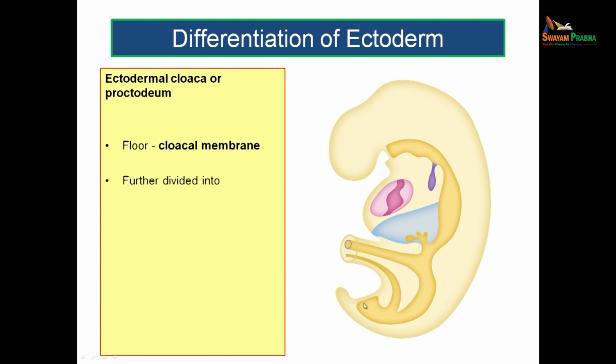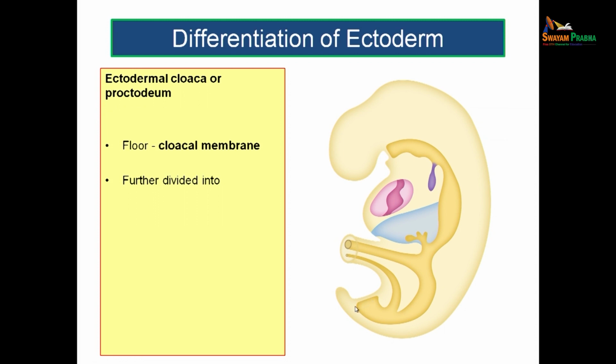This is known as the floor of the proctodeum, and this floor, again similar to the buccopharyngeal membrane here, you can see or visualize another membrane. This is known as the cloacal membrane. So this is the buccopharyngeal membrane and this is the cloacal membrane.